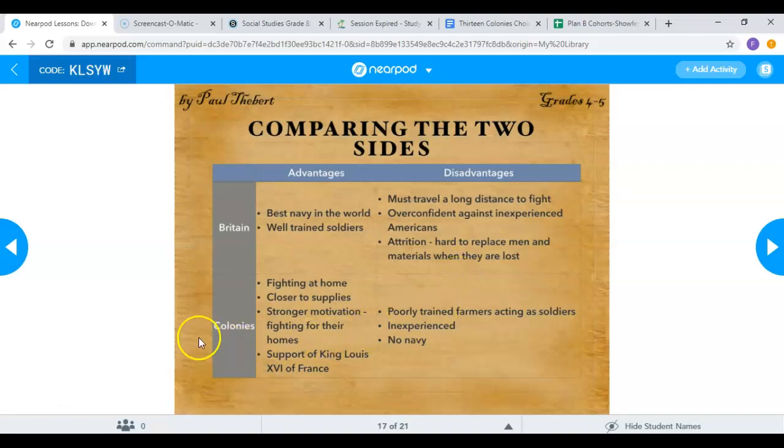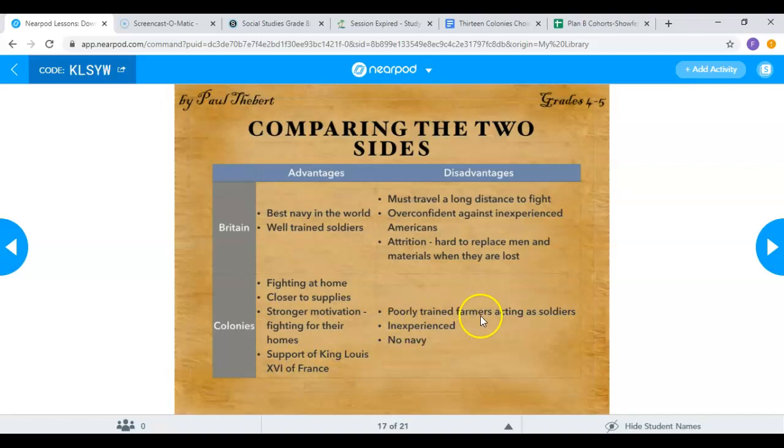Here you have the Continental Army, the Patriots, and their advantages were they fought close to home, they had a closer supply route, and they had a lot of motivation. Basically, they were fighting for their independence from Great Britain. And then they also had the support of King Louis of France. That was huge.